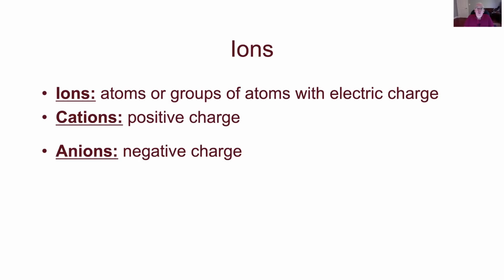So when we talk about ions, what an ion is, it's a charged particle, okay? So it's an atom or a group of atoms that has an electric charge on it. And that means it's not got the same number of electrons as protons. Right? There's some sort of chemistry-specific vocabulary to these things. Ions with a positive charge are called cations. Ions with a negative charge are called anions, okay?